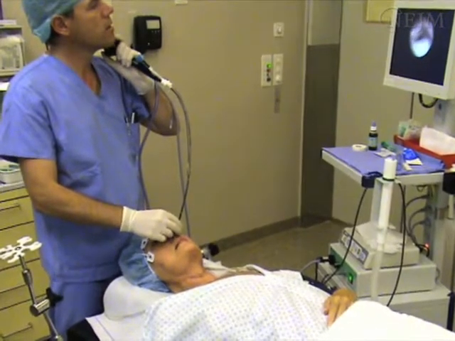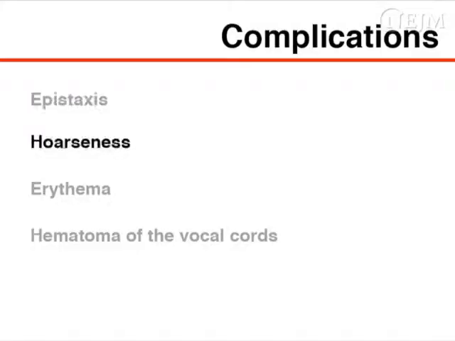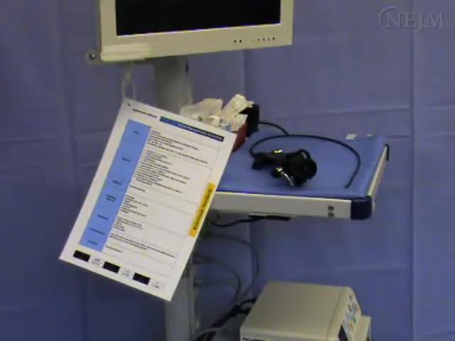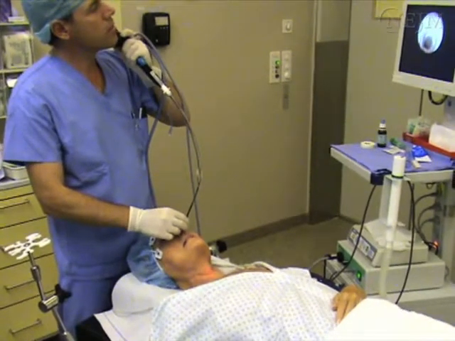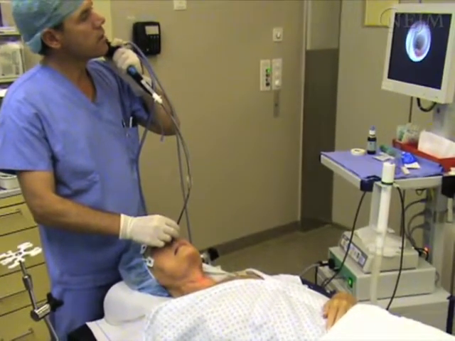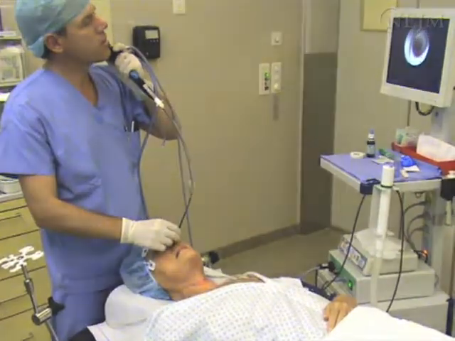Minor complications include epistaxis, hoarseness, erythema and hematoma of the vocal cords. Provided that you adhere to a predefined standard procedure, severe complications such as extensive hematoma of the pharyngeal wall or aspiration will be rare.